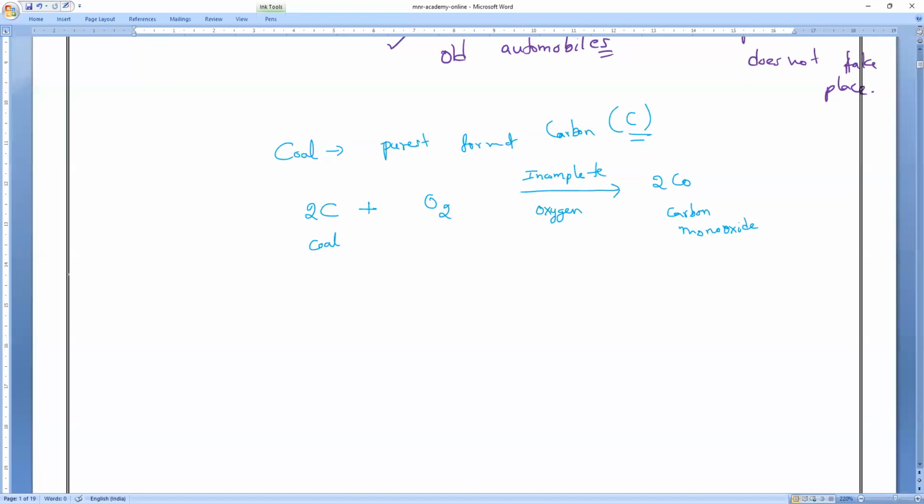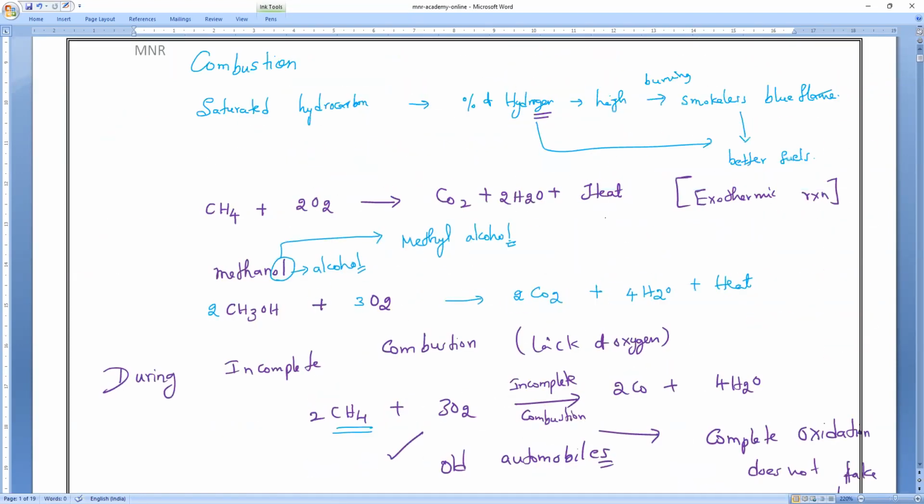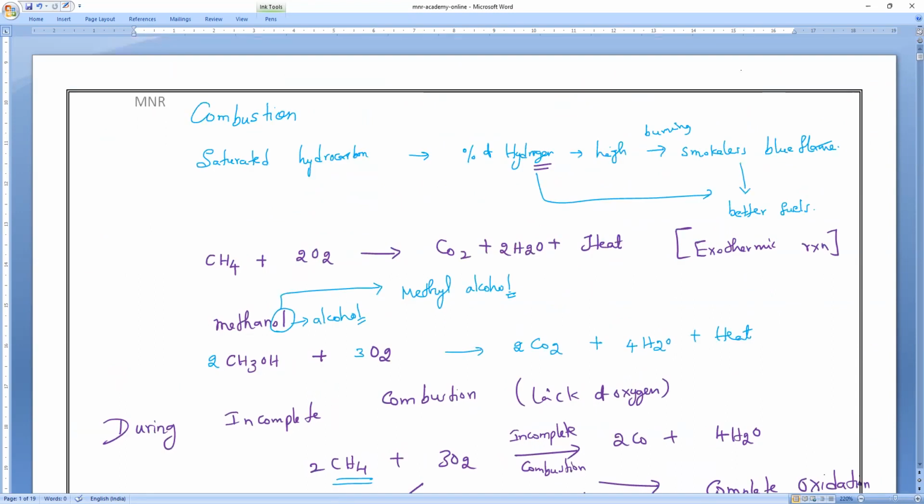So this is about saturated hydrocarbons and their derivatives. Always remember, in saturated hydrocarbons the percentage of hydrogen is high and they burn with a smokeless blue flame. That is why they are called better fuels. Do you understand what I'm saying?